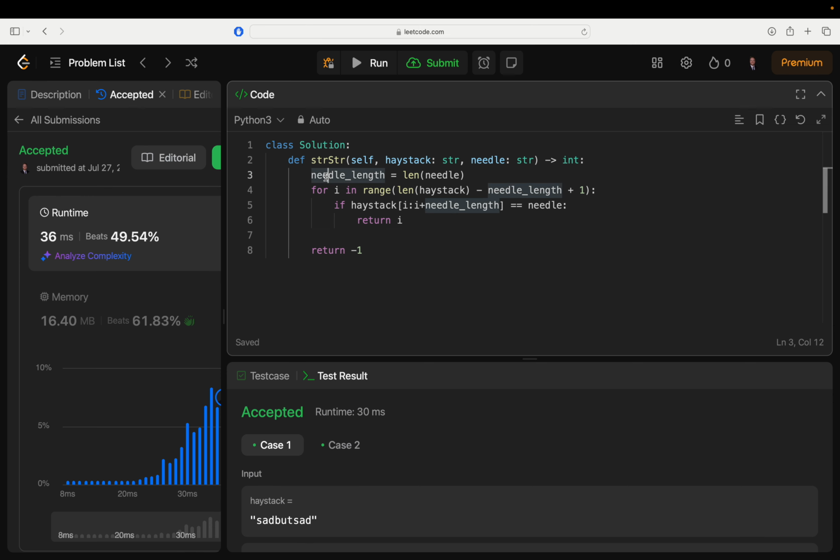So we just go through the needle and the haystack. To go over that one more time, we store the needle length in a variable because we use it twice. Then we just iterate through the string. We check if the string starting at that index, plus the length of the needle, equals the needle.